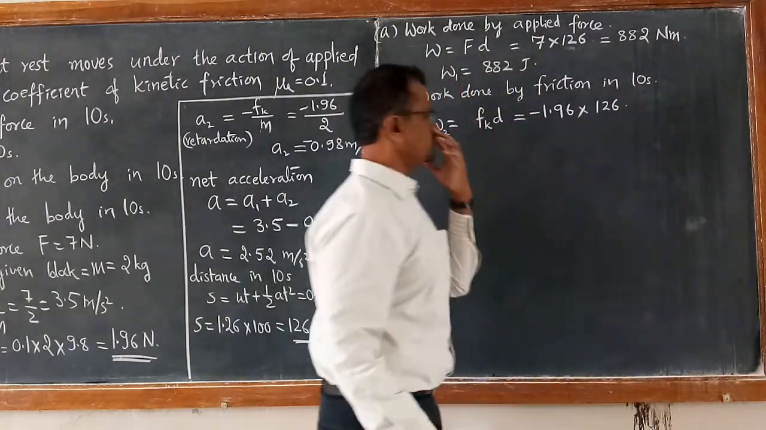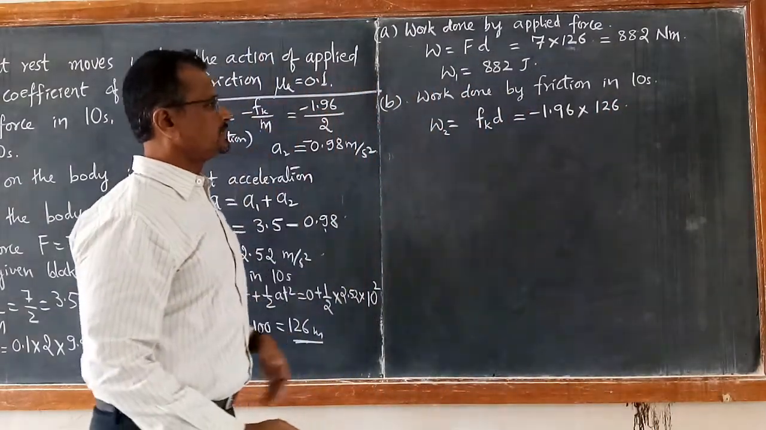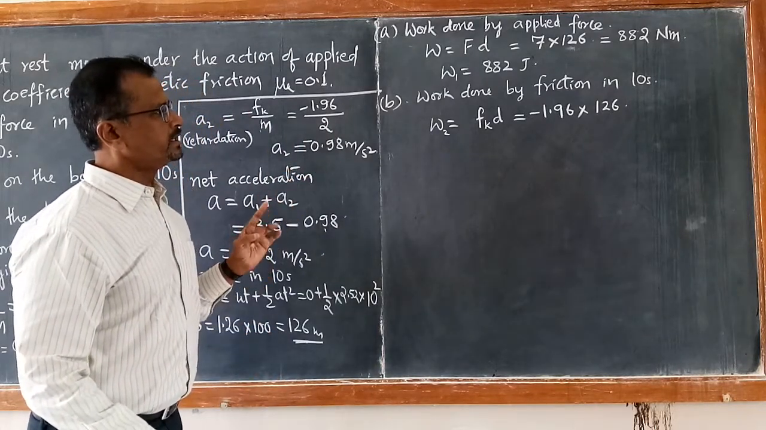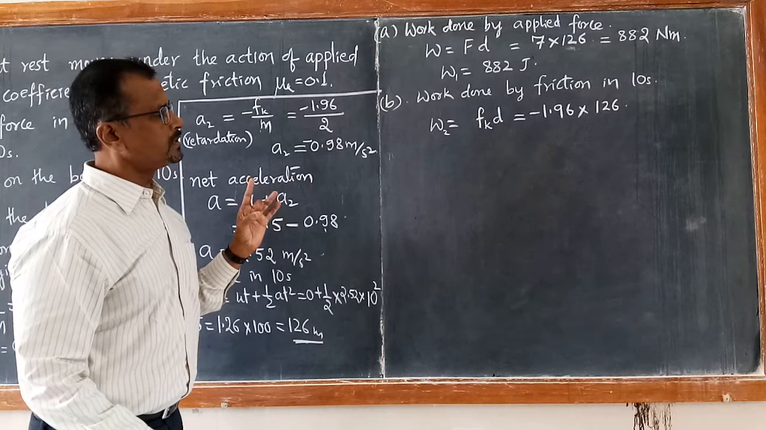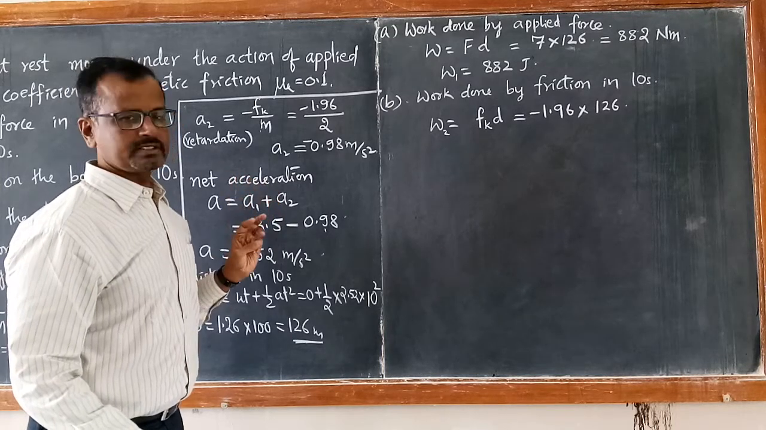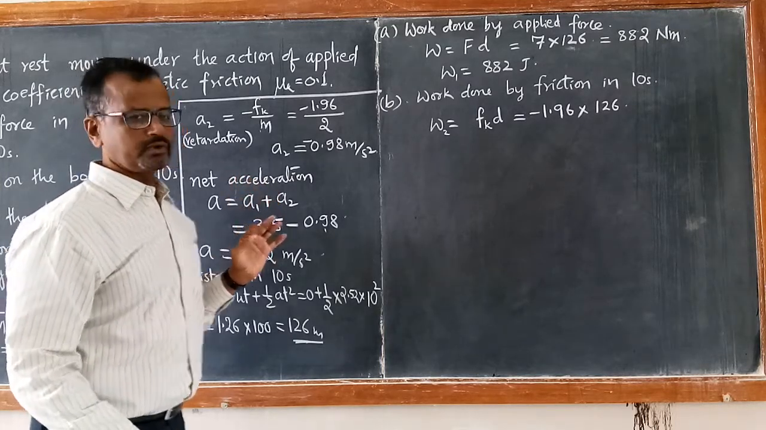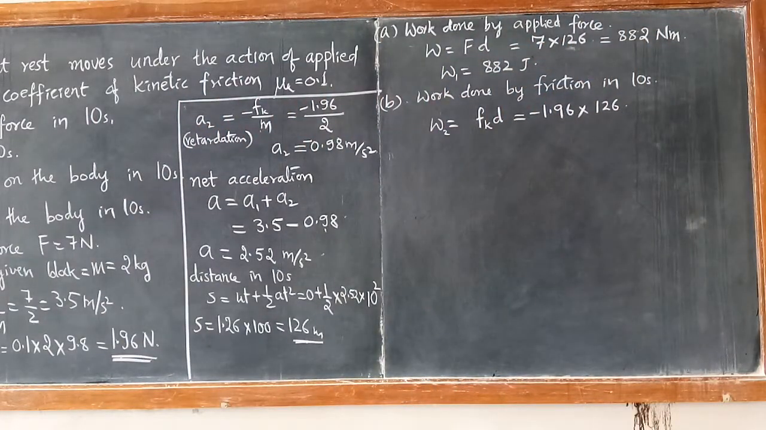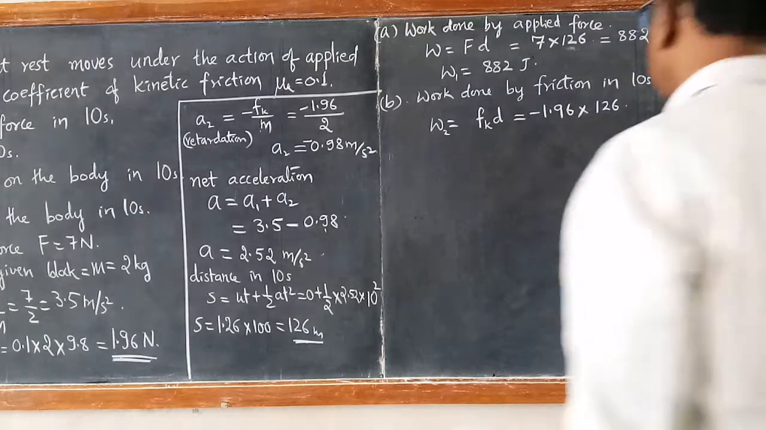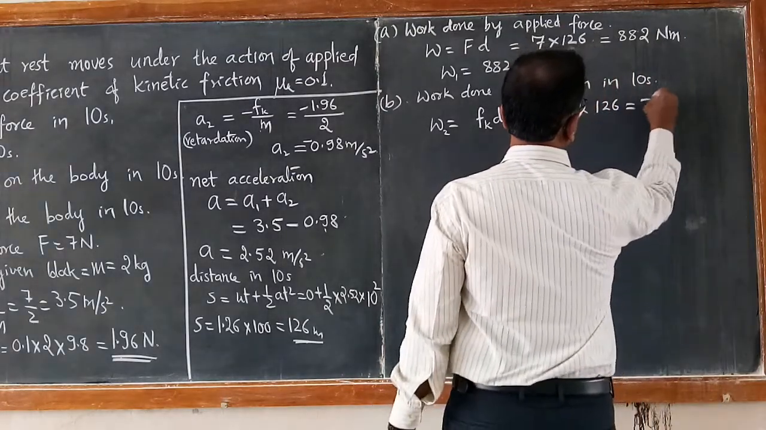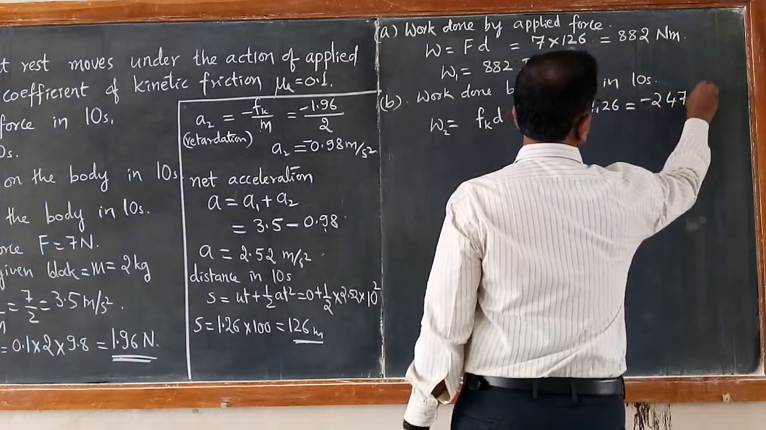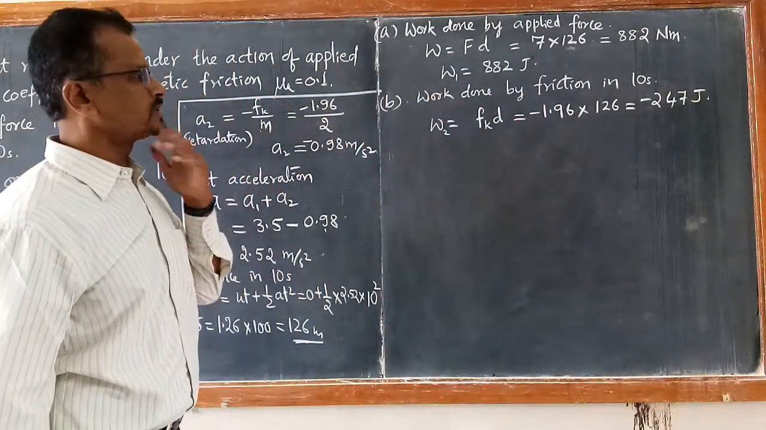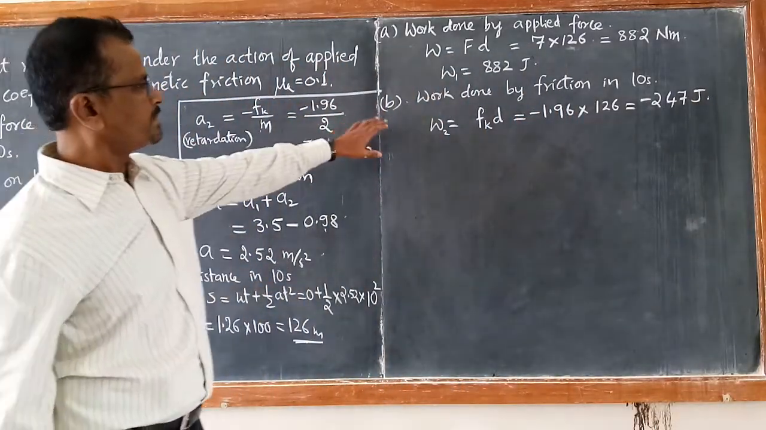If you carry this out, it gives us the work done in 10 seconds by the friction. How much are we going to get? If you work it out, it comes out to be minus 247 joule. Almost minus 247 joule. Now this is the second part.